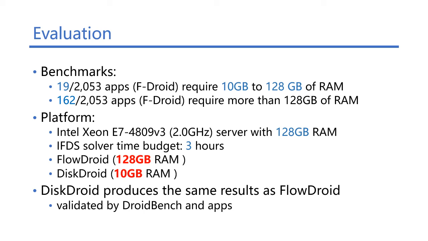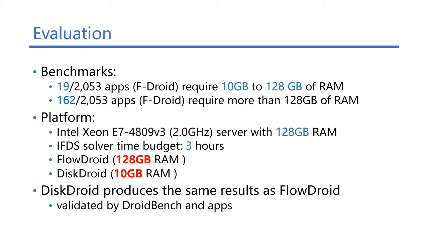We downloaded 2,053 apps from F-Droid. 825 apps are not applicable since they either don't require IFDS solvers or cannot be processed by Soot's front end. 1,047 apps are small and can be analyzed by FlowDroid with less than 10 GB of memory. We exclude these apps and evaluate the rest.